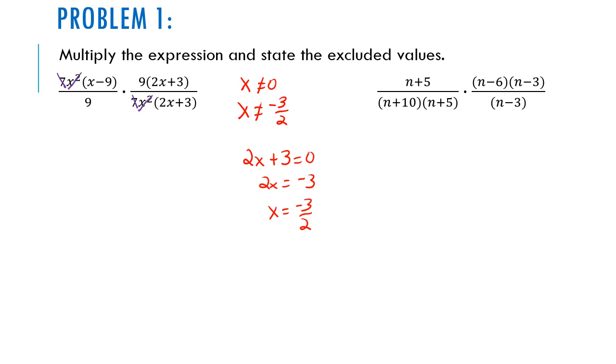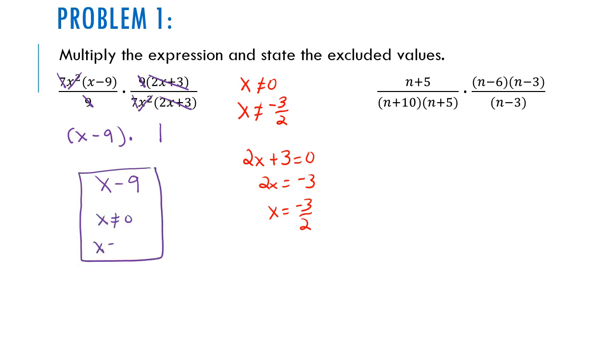I have a 9 over here on top. That can cancel out the 9 on the bottom. I have a 2x plus 3. That's going to cancel out the 2x plus 3. Well, it turns out I'm technically multiplying an x minus 9 times 1, because if everything cancels in the fraction, you create the number 1. Like 5 divided by 5, the 5s cancel and it makes 1, because 5 divided by 5 is 1. So x minus 9 times 1 is just x minus 9. So we have our x minus 9 plus our 2 excluded values, and we finish that problem.